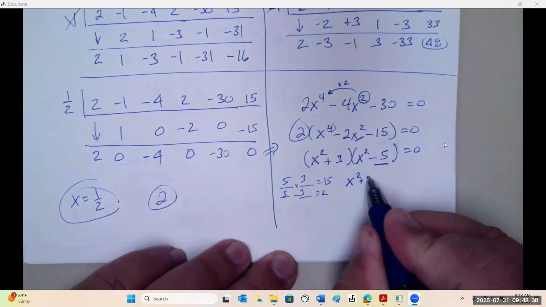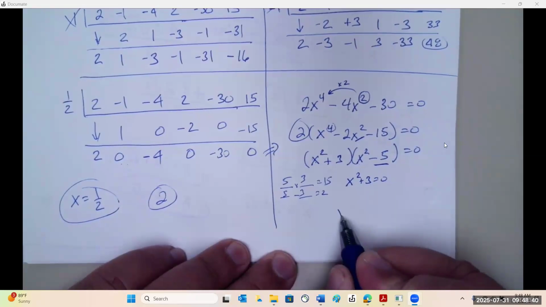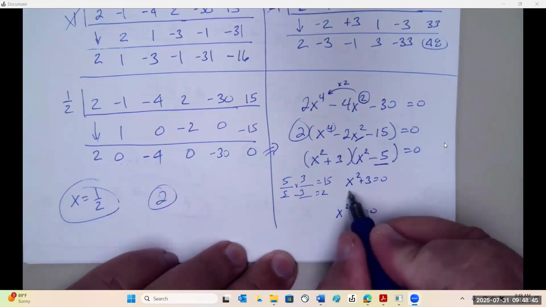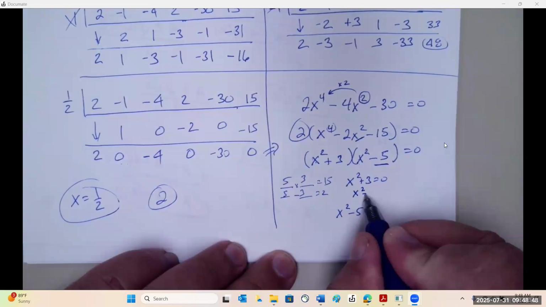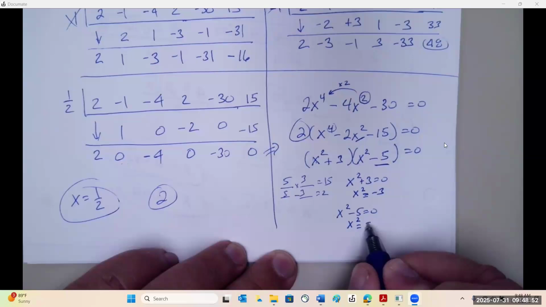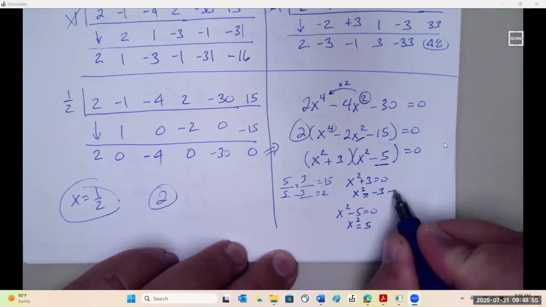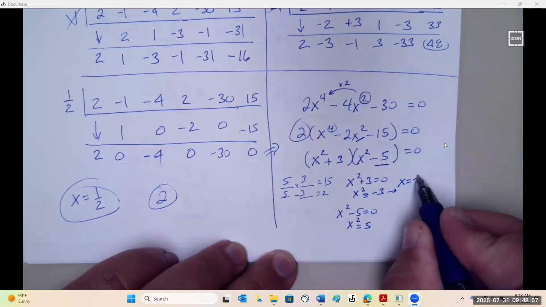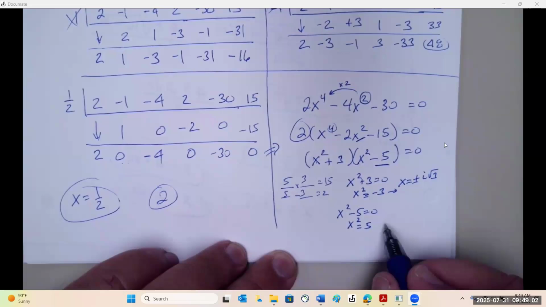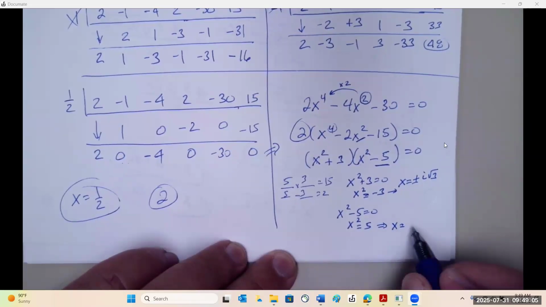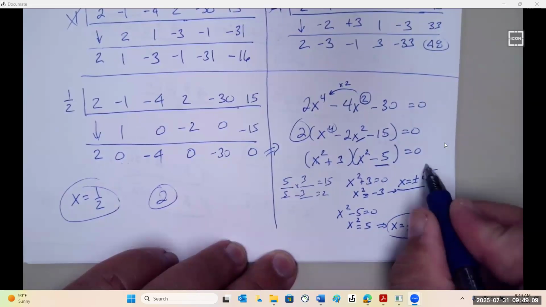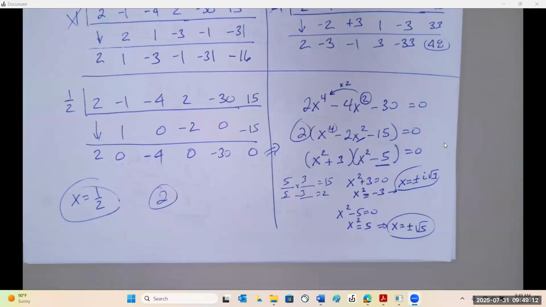So we set both of these equal to 0. X squared equals negative 3. X squared equals 5. So this one says x is equal to plus or minus i radical 3. This one says x is equal to plus or minus radical 5. Those are our last 4 factors.